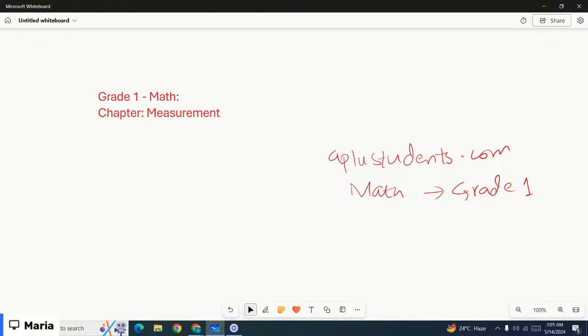Here you can find a list of the chapters. We are going to start with the chapter measurement. So please make sure you have your notebook and pencil so that you can note down the important examples and definitions as well.